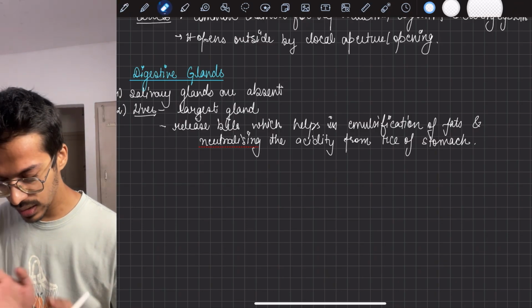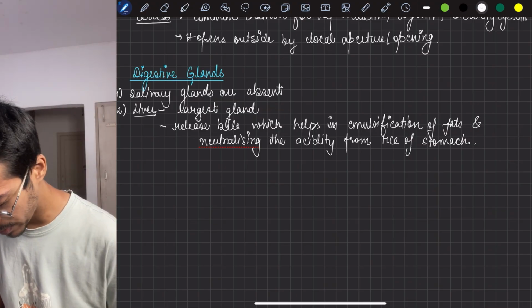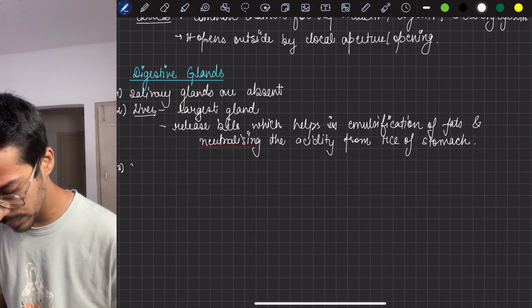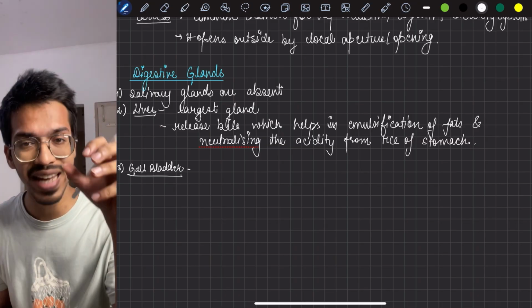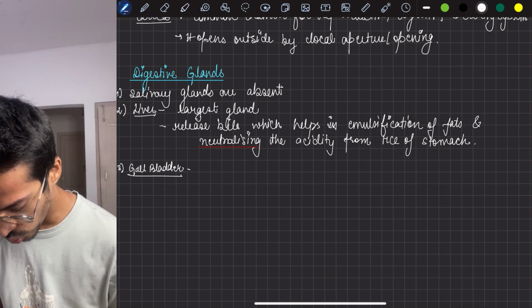Meanwhile, coming to the next gland present over here, the gallbladder. The gallbladder just stores the bile, and only when needed will it be released. So it is a tap. It stores bile.